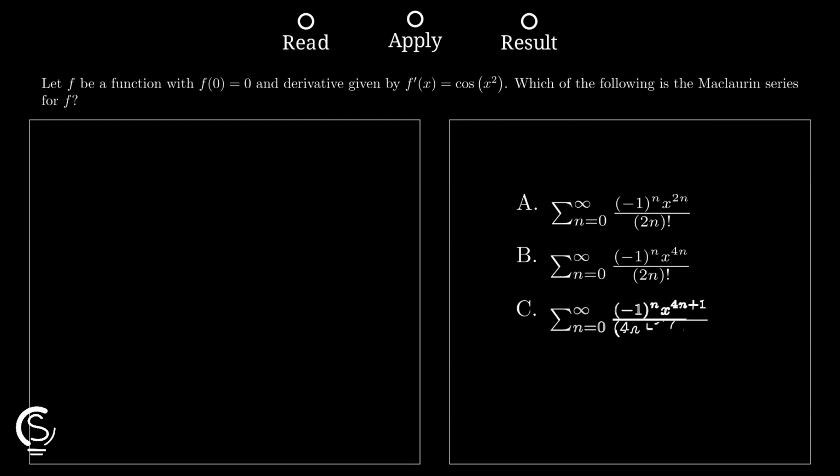First, we start with the standard cosine series and substitute x squared into it. This gives us the series for the derivative, which is the sum of -1 to the n.